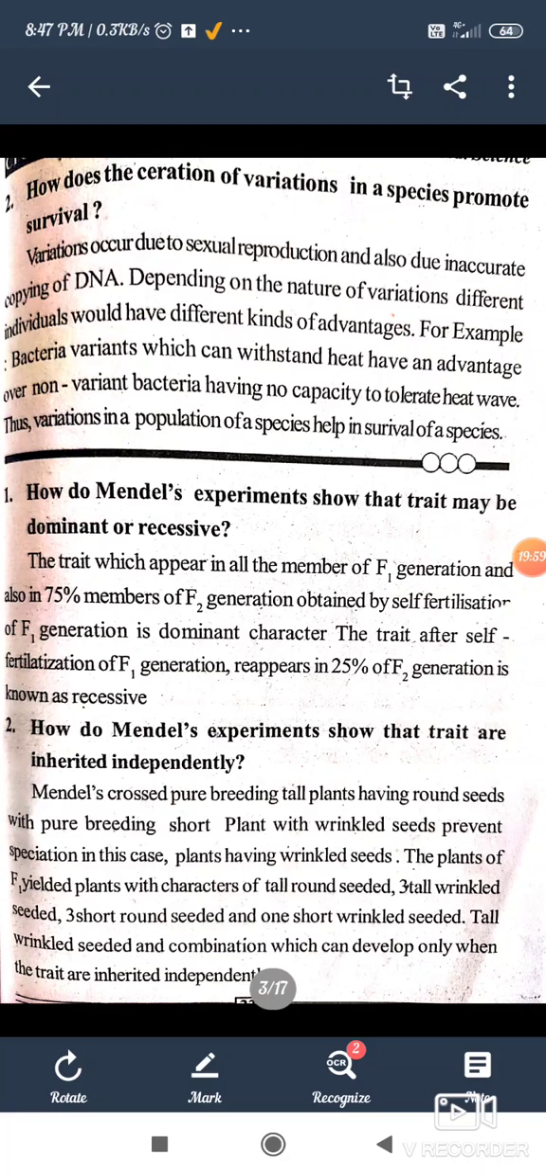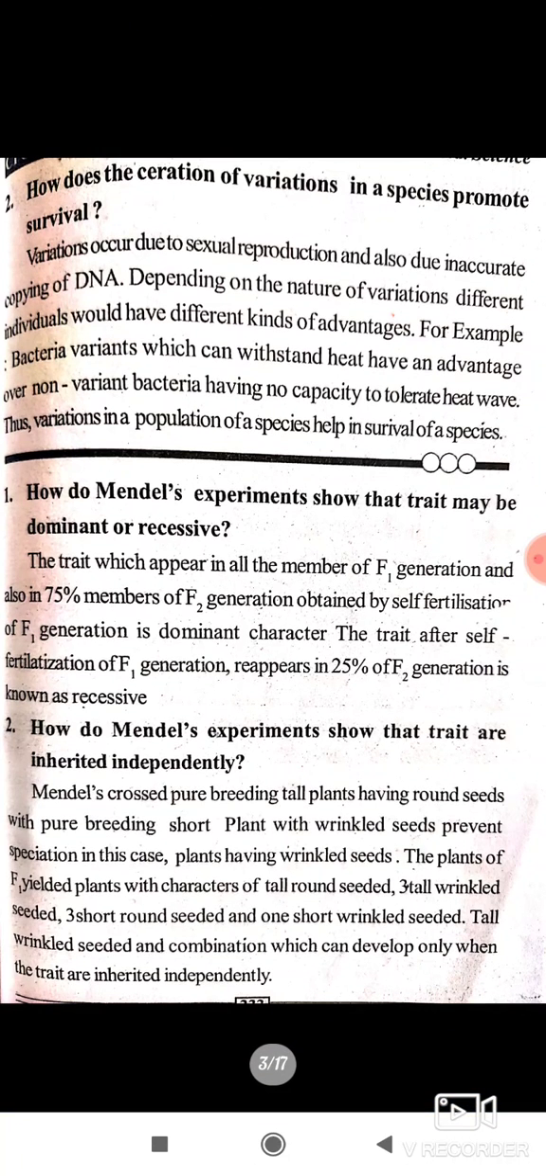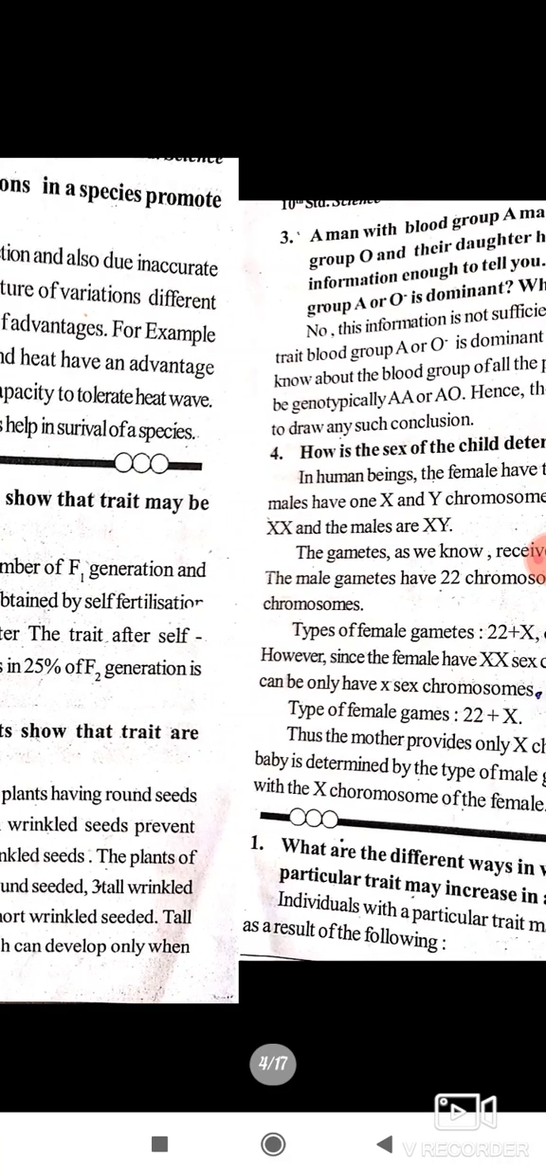Mendel crossed pure breeding tall plants having round seeds with pure breeding short plants having wrinkled seeds. The plants of F1 yielded plants with characters of tall round seeded, 3 tall wrinkled seeded, 3 short round seeded and 1 short wrinkled seeded. Tall wrinkled seeded is a combination which can develop only when the traits are inherited independently.